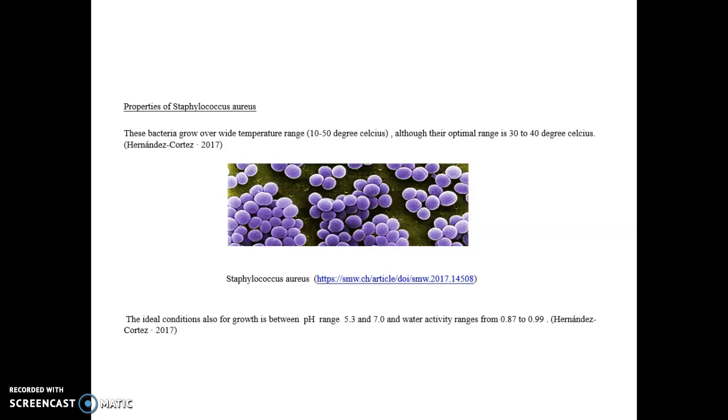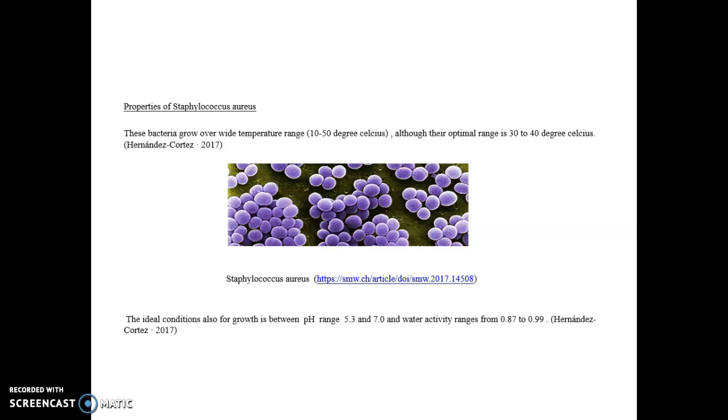The properties of Staphylococcus aureus, the bacteria, are as follows. The bacteria grows over a wide range of temperature, right from 10 to 50 degrees Celsius. Although the optimal temperature for the growth of the bacteria, where they multiply rapidly and also produce the enterotoxins, is 30 to 40 degrees Celsius.